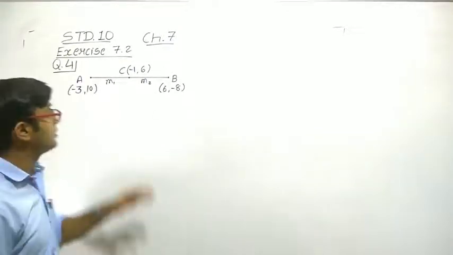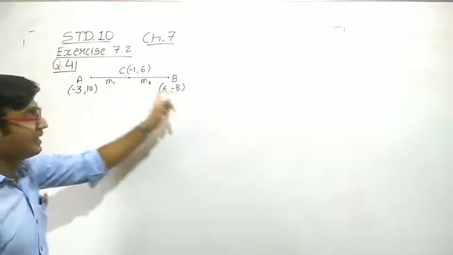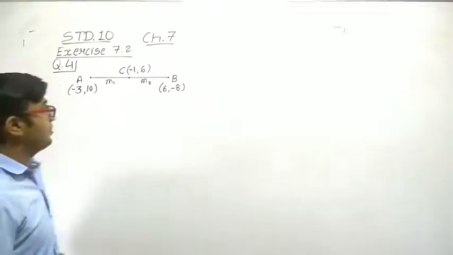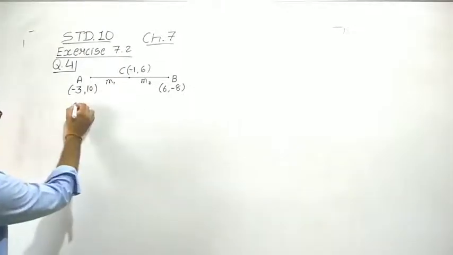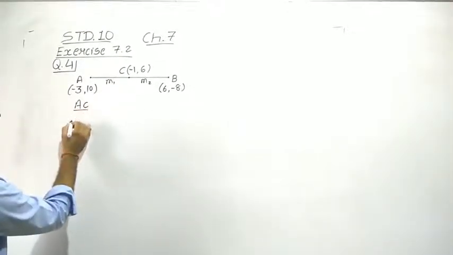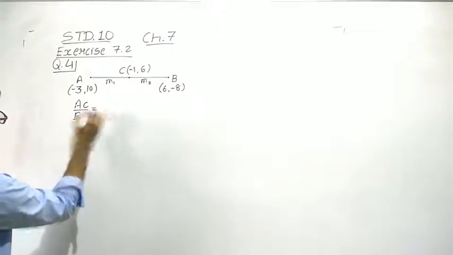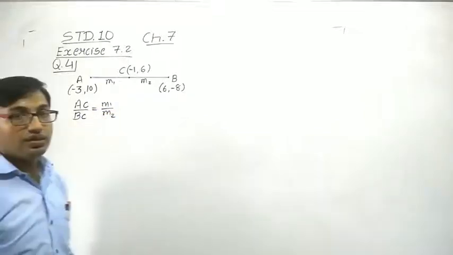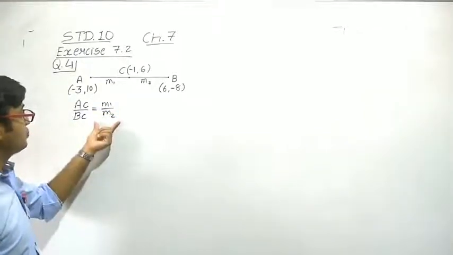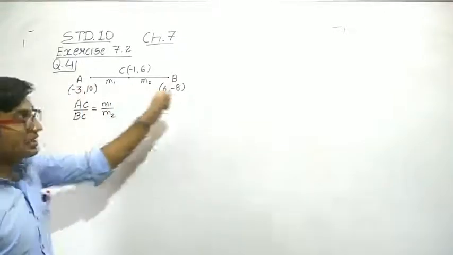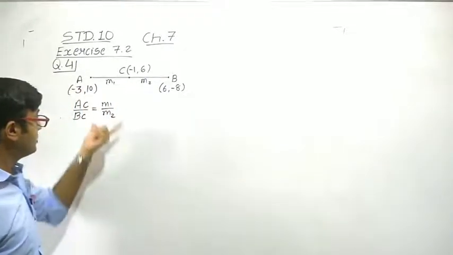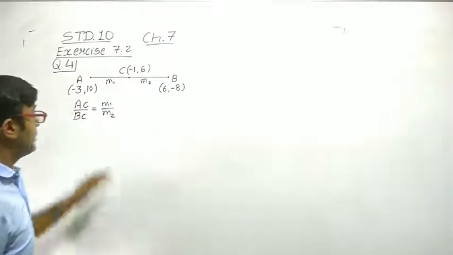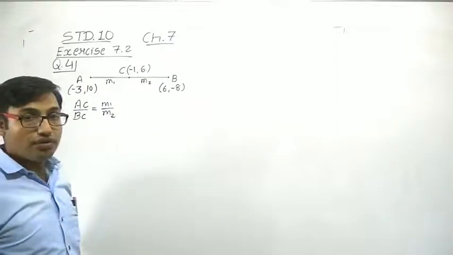Now let's suppose this point divides this line segment in the ratio m1:m2. That means we can write that AC is to BC, that is AC upon BC, is equal to m1 upon m2. So this is the ratio in which this point divides this line segment AB. Now what are the values of m1 and m2? That we have to find out. So here we can use the section formula.